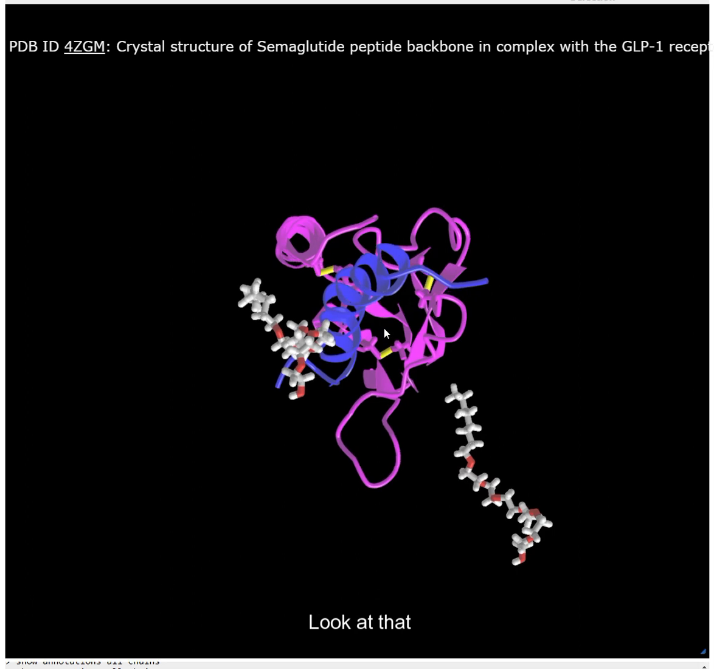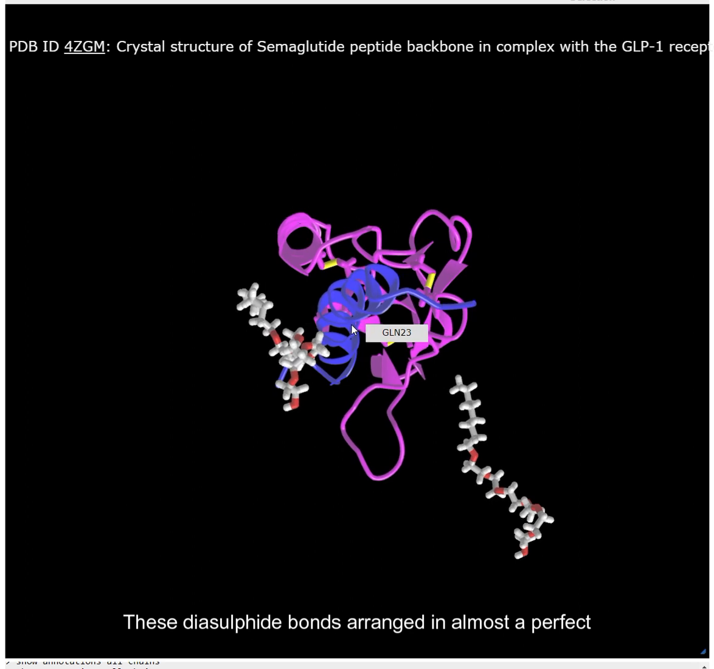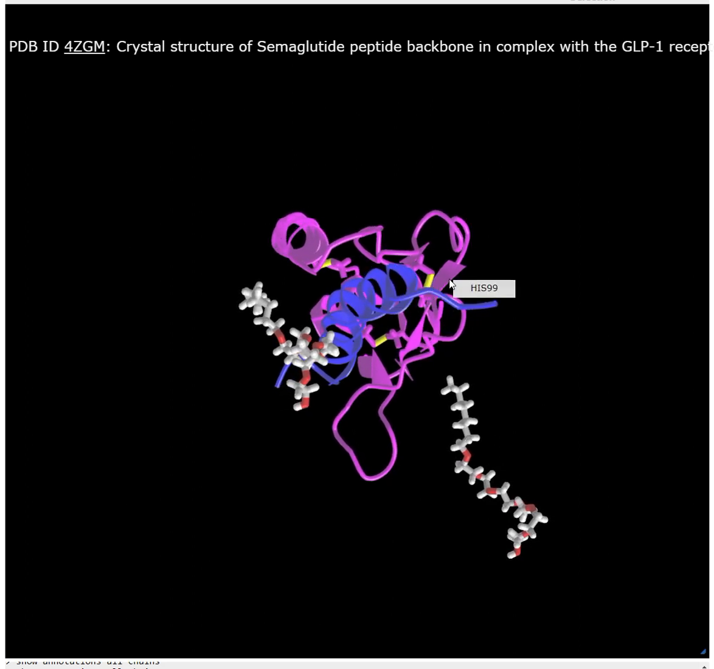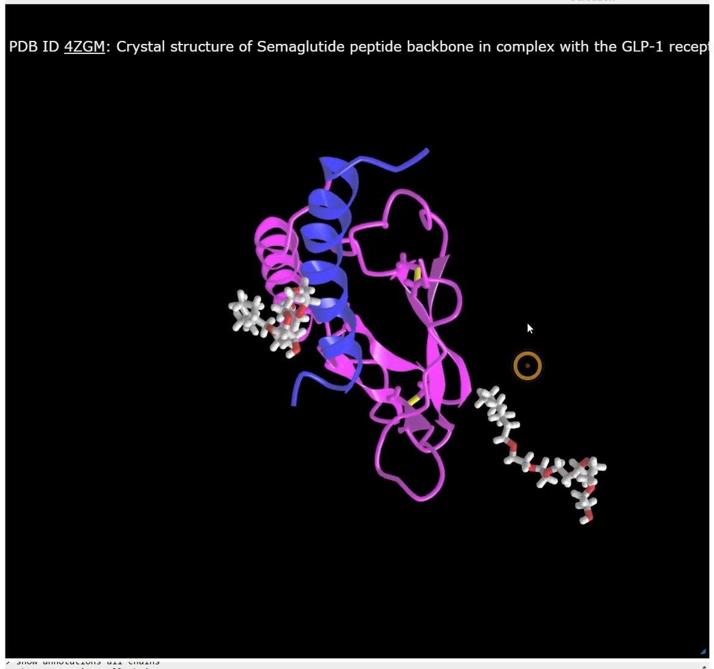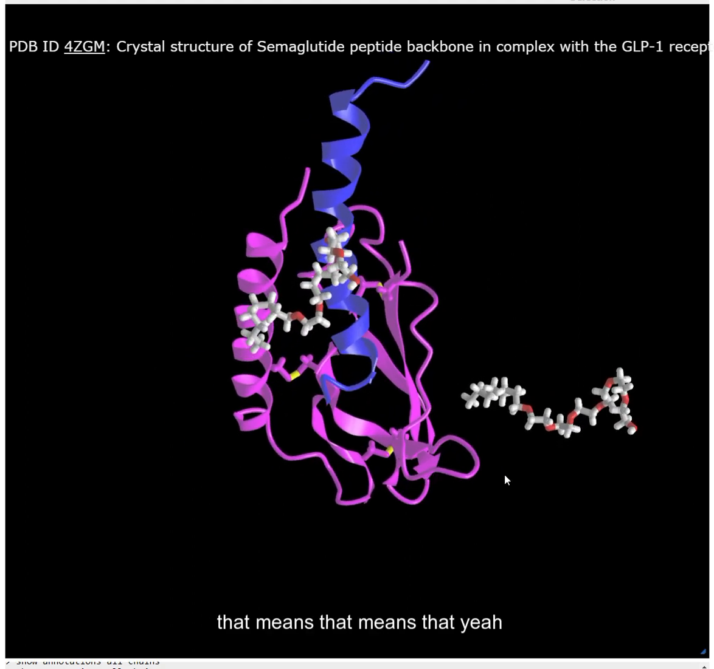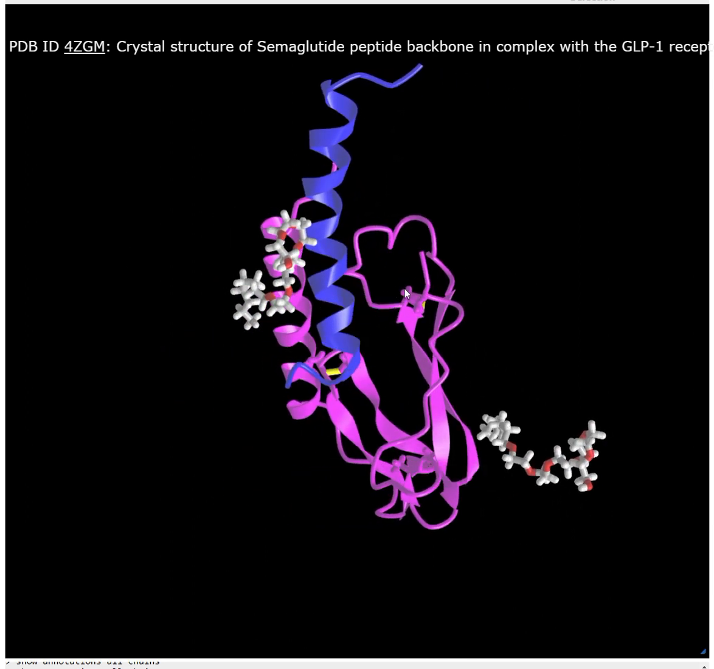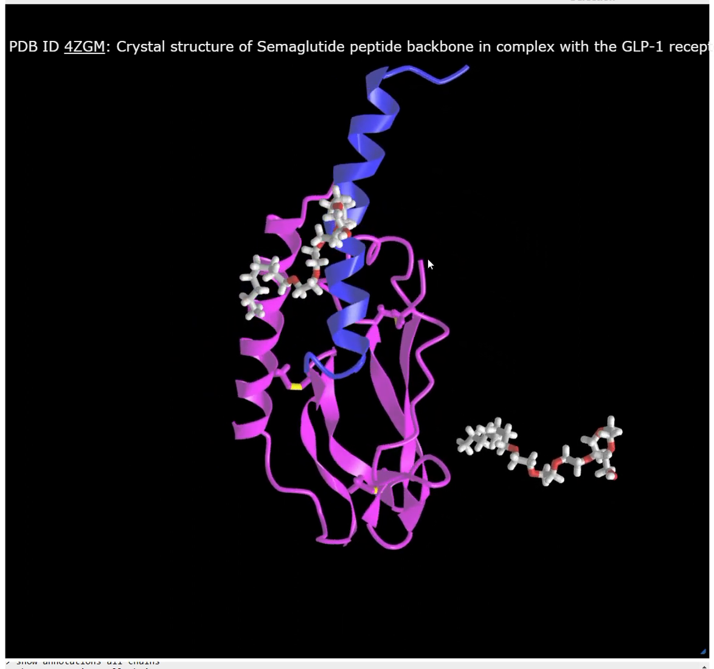Look at that. What do you see? That's kind of cool. These disulfide bonds are arranged in almost a perfect triangle. See that? Mm-hmm. They are about 120 degrees apart. Are they in the same plane? No. Okay. Which means that, yeah, but not only that, it kind of is a stair. Almost a rotational stairway.